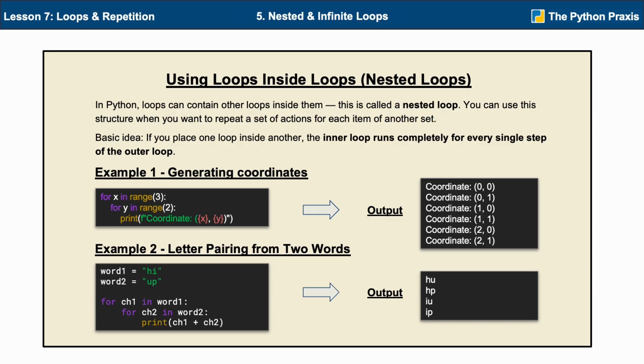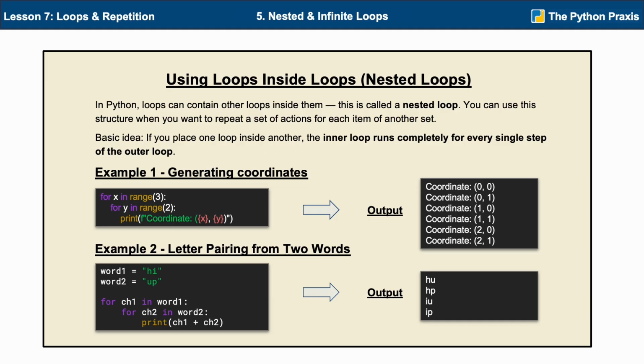In example 1, two loops, one nested inside the other, can work together to generate and print coordinate pairs. In the code, we have an outer for loop for the x coordinate that goes through a range of numbers from 0 inclusive to 3 exclusive. Then we have an inner for loop for the y coordinate that goes through a range from 0 inclusive to 2 exclusive. Inside the inner for loop, we have a print statement that prints the pair of coordinates. The result is all pairs from 0,0 to 2,1.